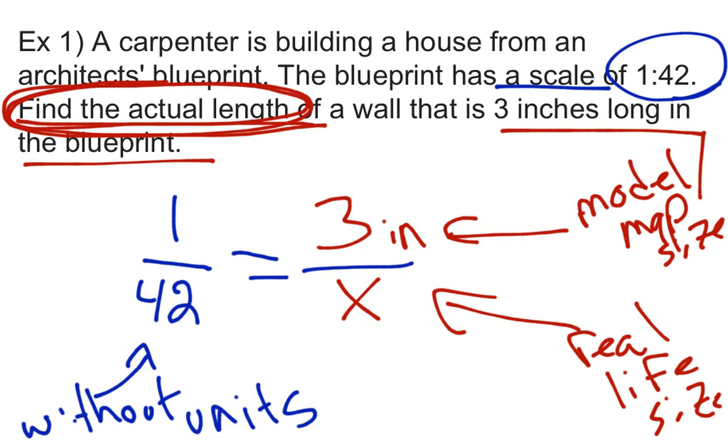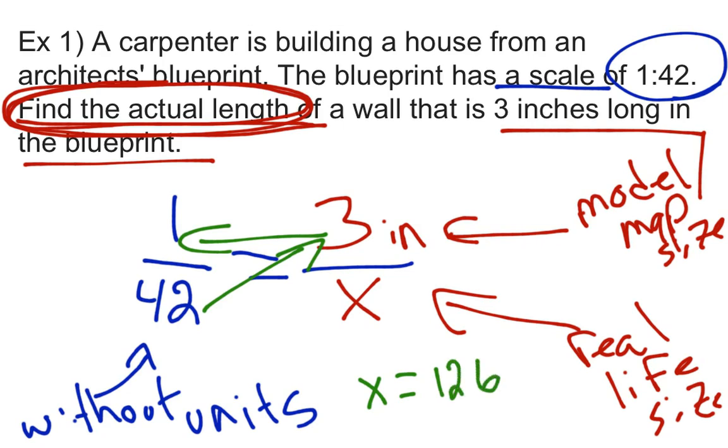Now that I have my proportion set up, we cross multiply and divide. So 42 times 3 is going to be 126. 126 divided by 1 tells me that x is 126, and that is the actual length of that wall. Find the actual length of a wall that is 3 inches long in the blueprint. Okay, 126 is our final answer.